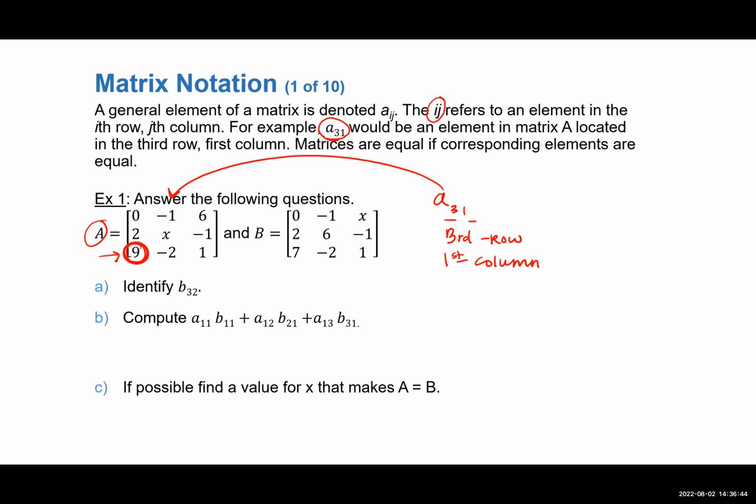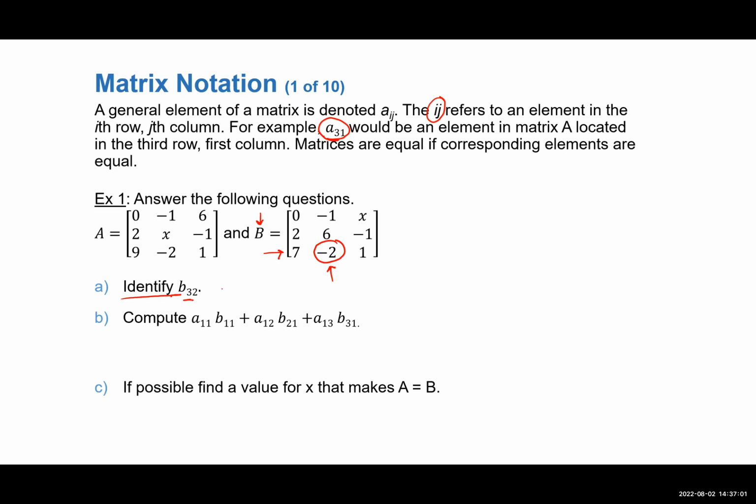Okay, so let's just use that knowledge to identify other ones. So identify B32. I feel like we're playing bingo. So B, third row, second column, that entry would be -2. It says compute A11 times B11 plus A12 times B21 plus A13 times B31. So we actually have to identify all these numbers first and then move forward with them. So A11 is 0, B11 is 0. So that'd be 0 times 0.